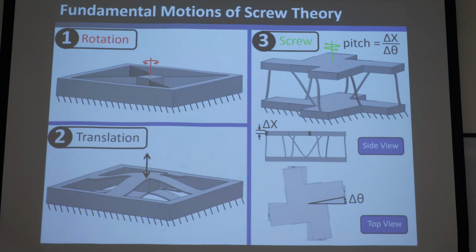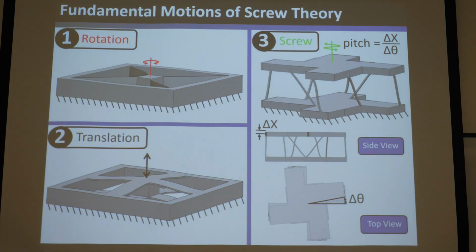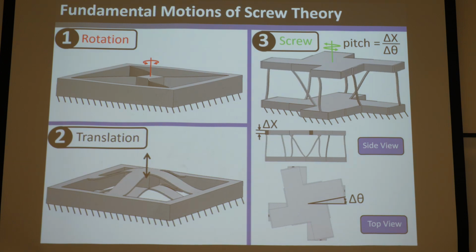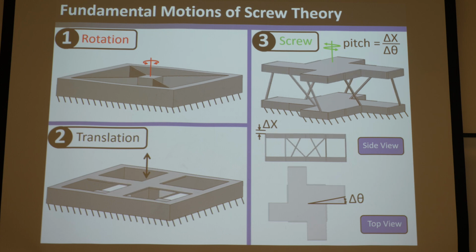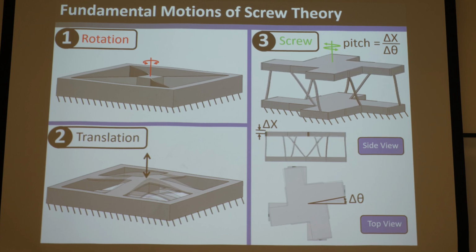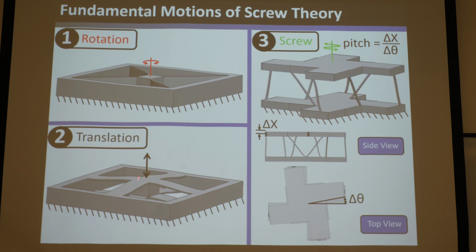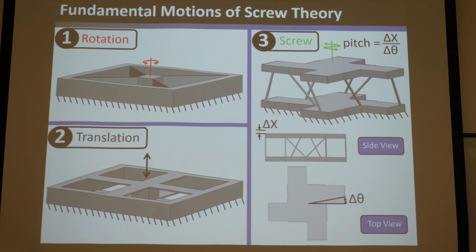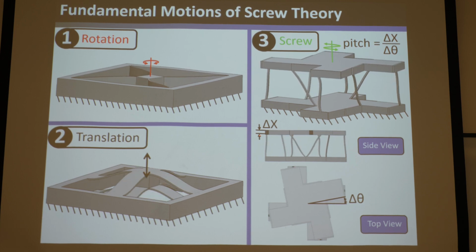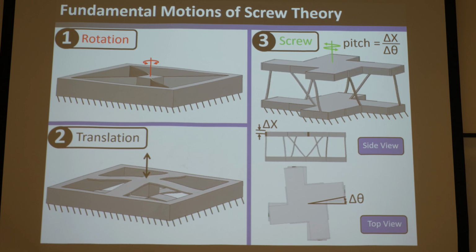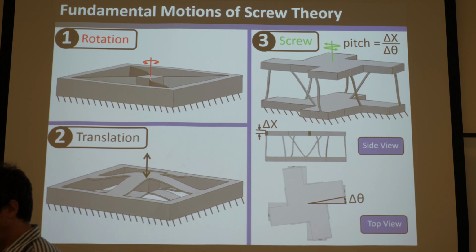So, as you know, there are 3 kinds of ways you can get a single degree of freedom. You can either get a rotation, a translation, or a screw, that is a coupled translation per rotation. Okay, so the rotations are red, the translations are black arrows, and the screws are green. And you can see the pitch of the screw is the translation per rotation. So it's how much it translates up here versus how much it rotates there.